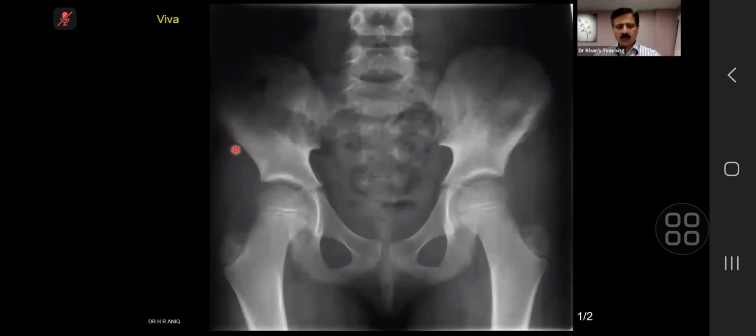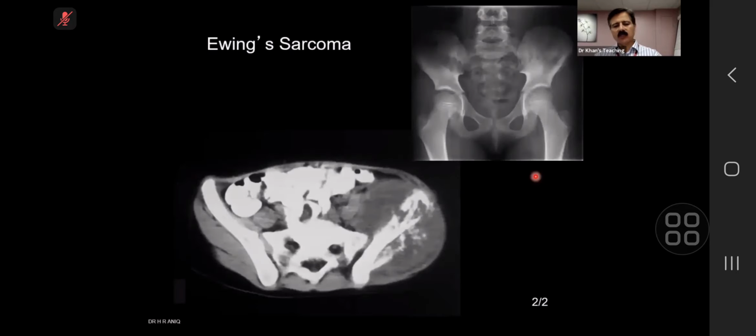Where you see this cortex versus this, something is there, then you start challenging yourself, oh, something is happening there, compare it with this side, maybe there is something. And this was a Ewing's.